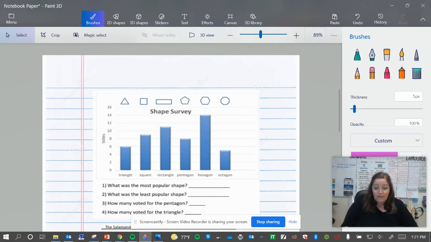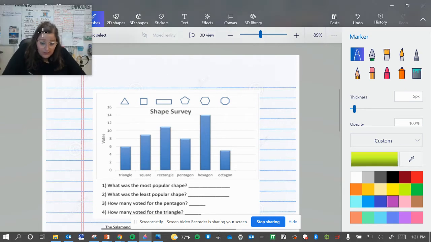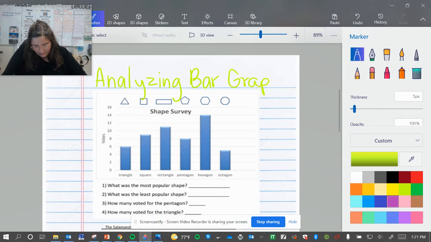So this data could have been represented in a tally chart, could have been represented in a picture graph, but they chose bar graph. So we're going to use this bar graph to answer some questions. So the title of our journal entry is Analyzing Bar Graphs. Looks like my pen's cooperating a little bit better. All right. So the first thing that you do when you see a bar graph is you put the number that it's representing right on top of the bar. Okay. So this is a shape survey.